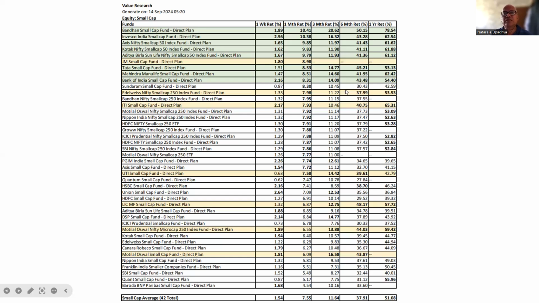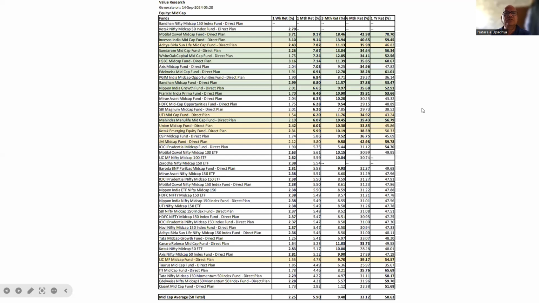The beauty of small cap funds, their returns in the last 6 months varies anywhere between 41.95 to 50.95, which is extremely impressive because on an annualized basis, double this, the funds look very good. So they are still investment worthy because they have a good annual return, monthly return as well as the weekly return. So next we are going to mid-cap funds. Mid-cap funds, there are 50 funds totally.